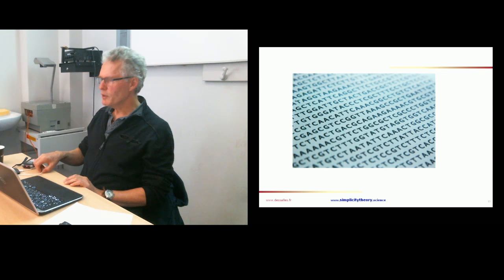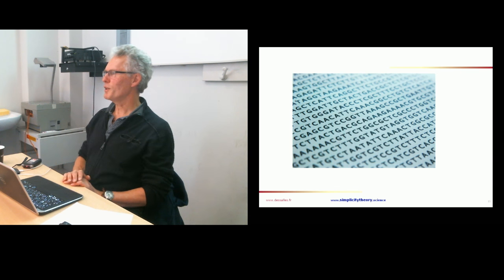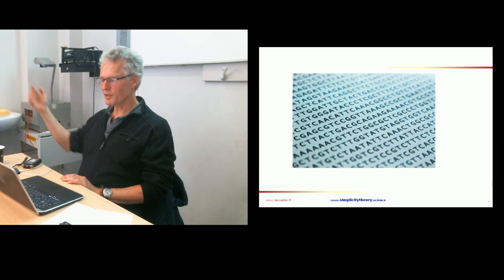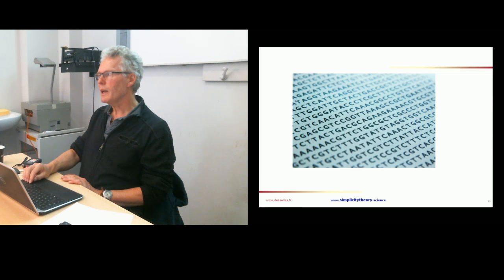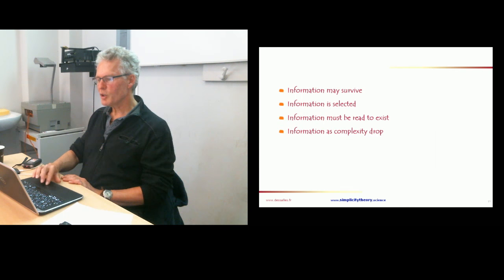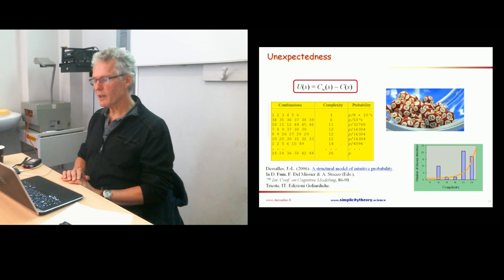I know that some people like Jean-Paul Delahaye would claim that the correct concept would be logical depth, because random DNA has no logical depth. That's another discussion that we can have afterwards. My point is that random DNA has no information. We need another definition of information. And my proposal is to use a definition which refers to complexity drop. We already saw complexity drop when we were dealing with emergence. So we don't need one measure of complexity, we need two. I come back to, so this is my story about the lottery.